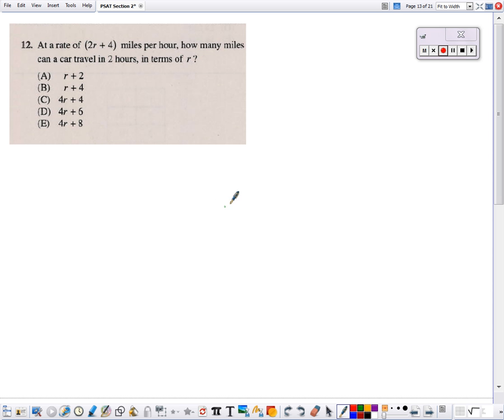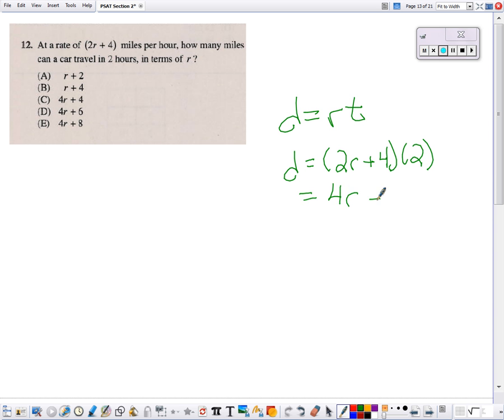For distance, rate, and time, distance always equals rate multiplied by time. So if I substitute in the rate that they're giving us, 2r plus 4, and it's 2 hours, I can simplify this by using distribution to get 4r plus 8, and that's choice E.